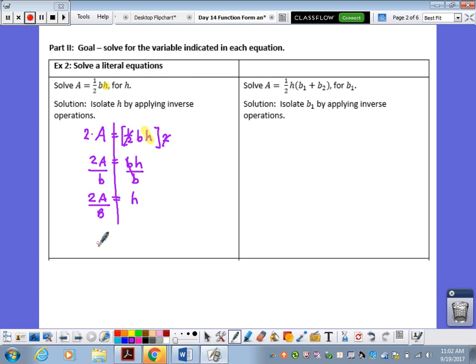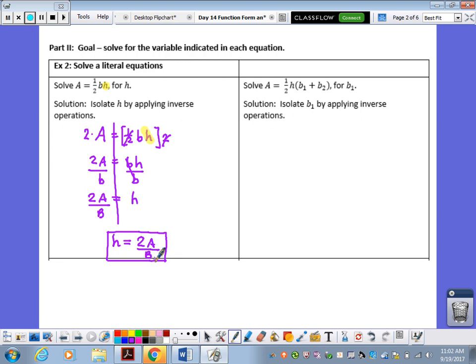So again, math etiquette: we're going to use the reflexive property and rewrite h so that 2a over b is equal to the h. And I apologize, I should have said the symmetric property. It's not the reflexive, it is the symmetric property. Math etiquette: whatever you are solving for, put that on the left, everything else on the right.